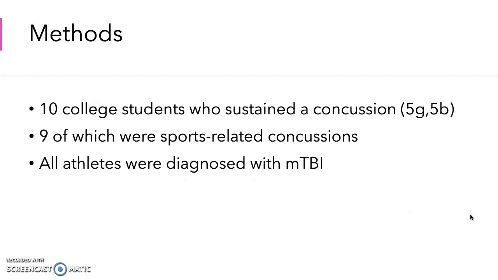injury. For the methods, they used 10 college students who sustained a concussion, 5 women and 5 men, and 9 of them were sports-related concussions. The one other was a woman who had fallen on her head on a sidewalk. And all of these athletes were diagnosed with minor traumatic brain injury. They were all given an MRI scan, and a diffusion imaging analysis was carried out using tract-based spatial statistics.